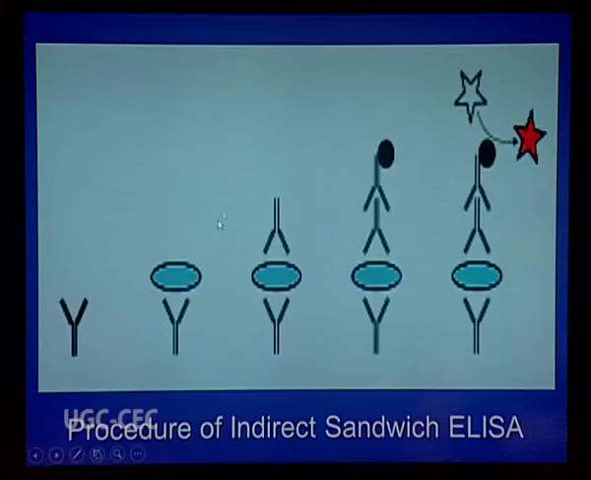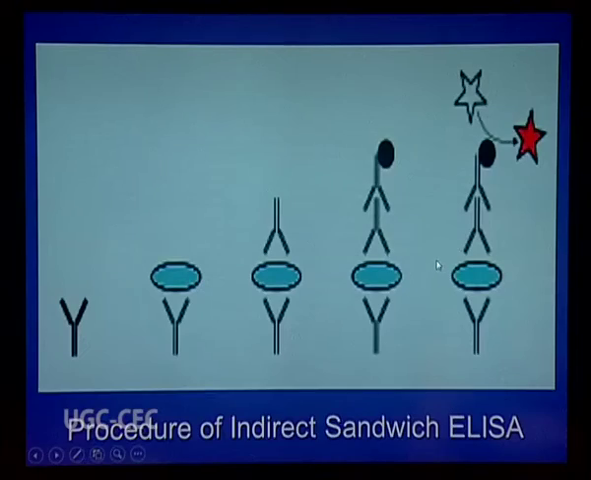Here we use a total of 3 antibodies: one capture antibody, the antigen, and a second antibody which is raised against a different epitope of the same antigen, and the presence of this antibody is detected by using a secondary antibody tagged with an enzyme. So, this is an example of sandwich ELISA, but indirect sandwich ELISA.